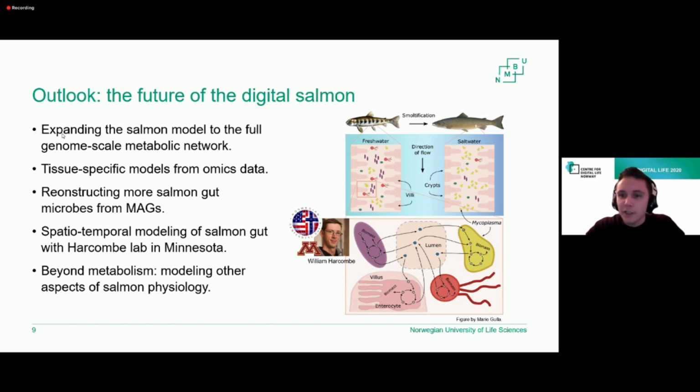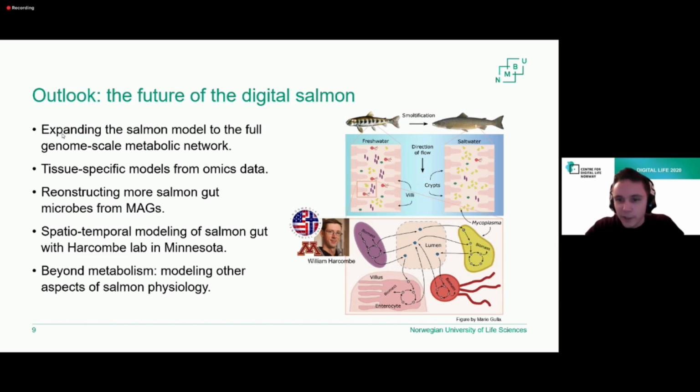And as I said, we are increasingly interested in the salmon gut, and we are reconstructing more salmon gut microbes, so more salmon gut microbial metabolic models from metagenome assembled genomes. And the plan is to use these models in a new project that we just got funding for, in which we will build a spatial-temporal model of the salmon gut. So a model that allows us to simulate dynamics in time and space in collaboration with the lab of Will Harcombe at the University of Minnesota.